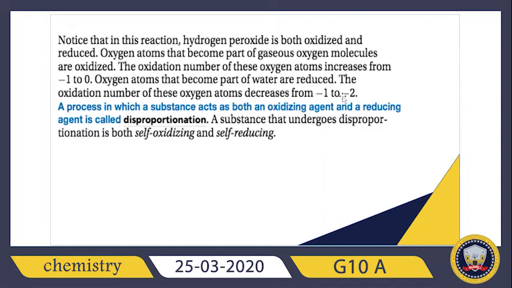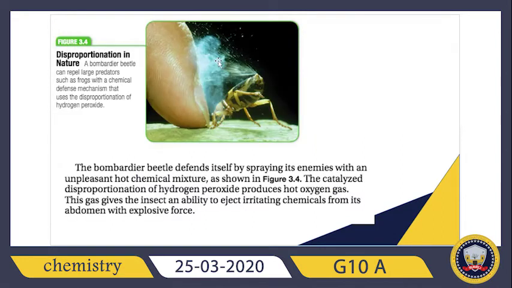Now, what do we call this process? It is called disproportionation. Let's read it together: a process in which a substance acts as both an oxidizing agent and a reducing agent. A substance that undergoes disproportionation is both self-oxidizing and self-reducing. So let's see an example.